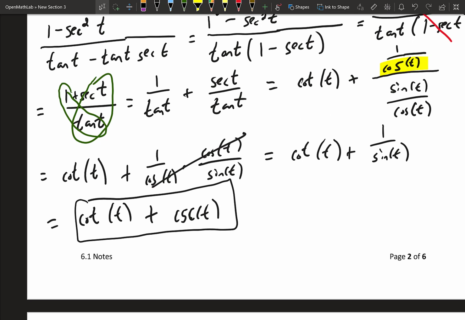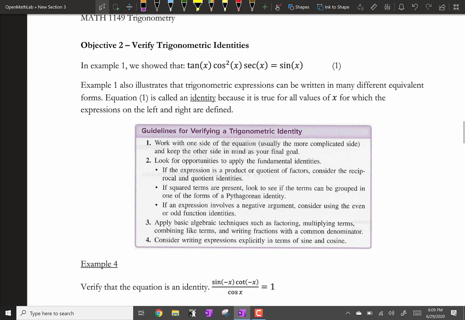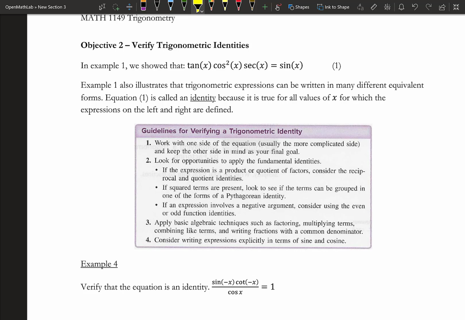All right. So now that we practiced that skill, we can do objective 2, which is verifying trig identities. So essentially it's going to be like example 1. In example 1, we showed that tangent of x times cosine squared of x times secant x is equal to sine x. So this is an identity, and we're going to verify that.